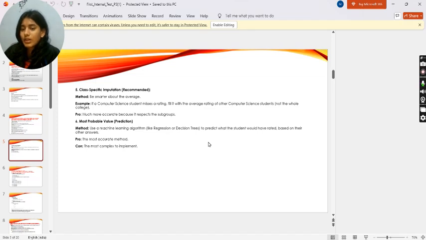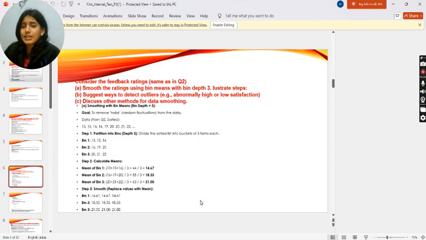Six, most probable value prediction. Method: use a machine learning algorithm like regression or decision tree to predict what the student would have rated based on their other answers. Pros: the most accurate method. Cons: the most complex to implement.